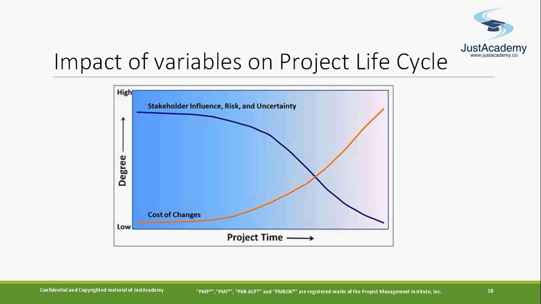There's one more variable we'll see: how stakeholder influence, risk, and uncertainty change in the project life cycle. At the start of the project, stakeholders like the business sponsor can influence the project design. They have much influence on the project because that is what they are working on initially. But as the project progresses, their influence keeps decreasing because they start seeing the output and the team working. At the end, they will find some product, right? So the risk will start reducing.